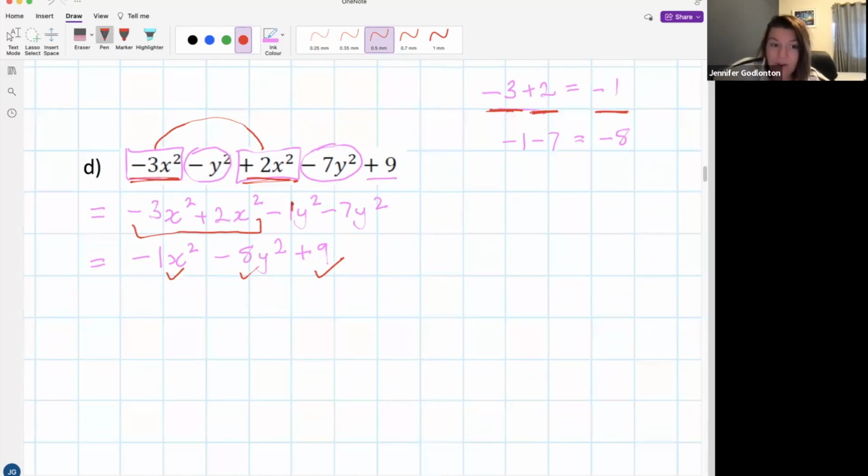And this one over here is because if I don't have a number in front of my variable, I would have a 1. So if I have x, that's the same as 1x. And if I have negative y, that's the same as negative 1y. This is quite helpful.